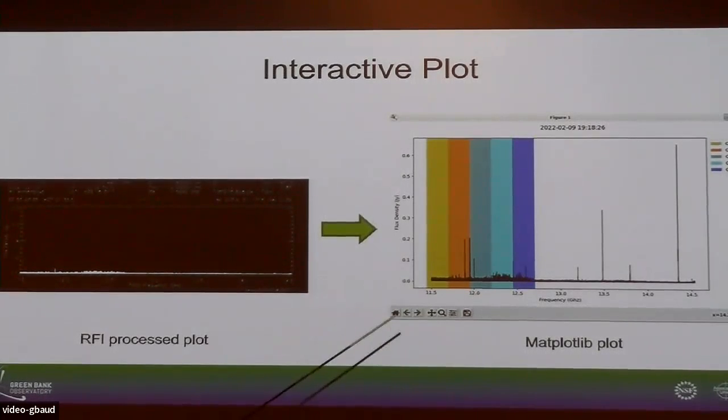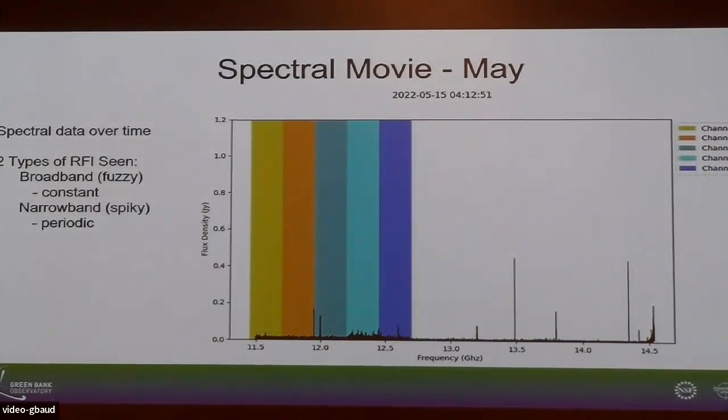That's something I need to talk about. Another thing I've done is allow us to see how that RFI profile evolves over time. So I'm going to play in a second a time progression movie that is going to show us how the spectral data changes. And there's going to be two main types of RFI seen here. The first is a broadband, kind of fuzzy looking noise along the baseline here. And the second is a narrowband signal, which is kind of these spiky bits.